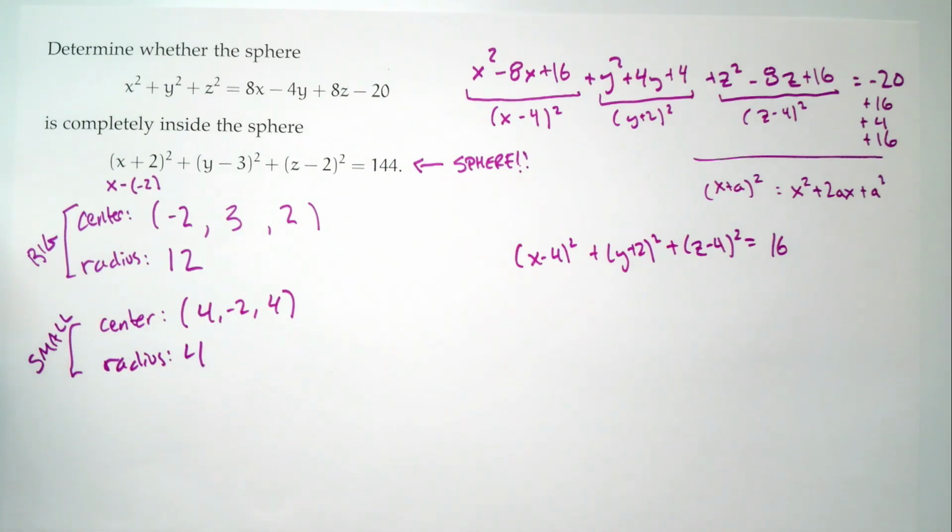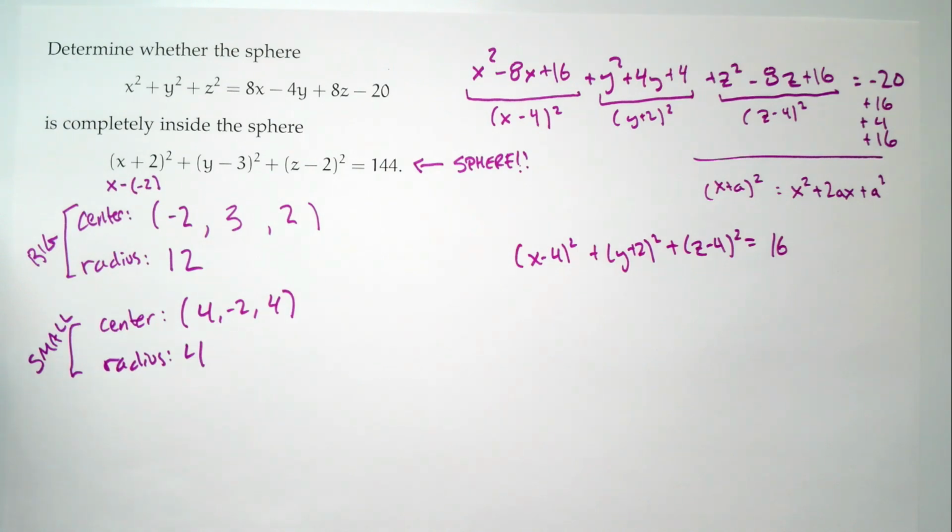Now, one thing we could do is say, let's figure out every possible point on the small sphere and see whether or not it's in the big sphere. Now, the problem is there's infinitely many points. So that takes a while. So we don't want to do that. We want to do something a little bit faster.